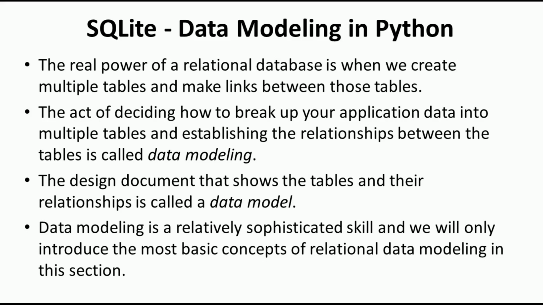Okay, so how you divide your table into multiple tables, and establishing the relationship between those tables, is called data modeling in Python. The design document that shows the tables and their relationships is called a data model. When you divide your table into multiple tables, we will create one document. That document is actually a design document, and that design document which shows the relationship between the multiple tables is called a data model, or sometimes a schema diagram also.